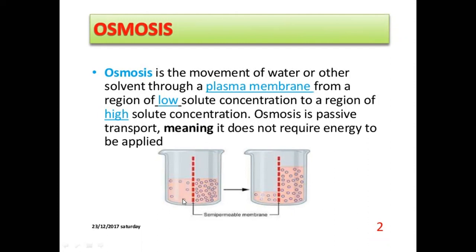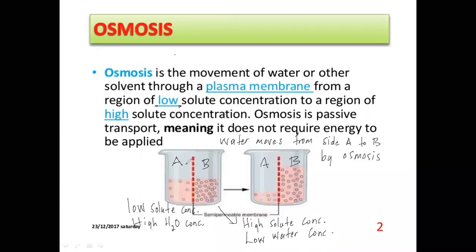On this side, we can see that we have relatively few solute particles. Where there are few solute particles, this means that the water concentration is high. On the other side of the semi-permeable membrane, we have multiple solute particles. The higher the concentration of solute particles, the lower the water concentration.